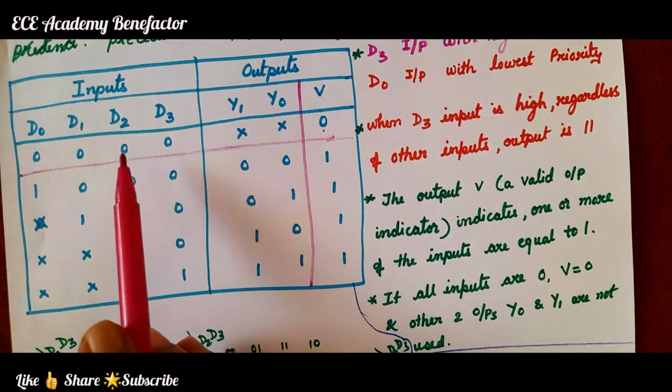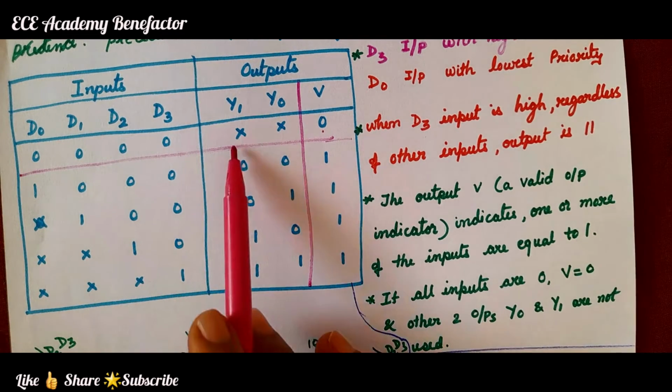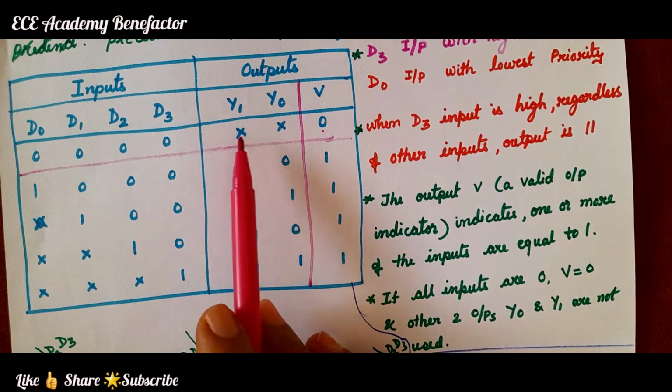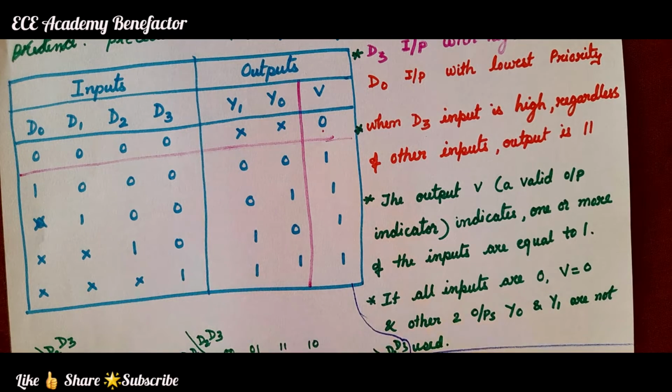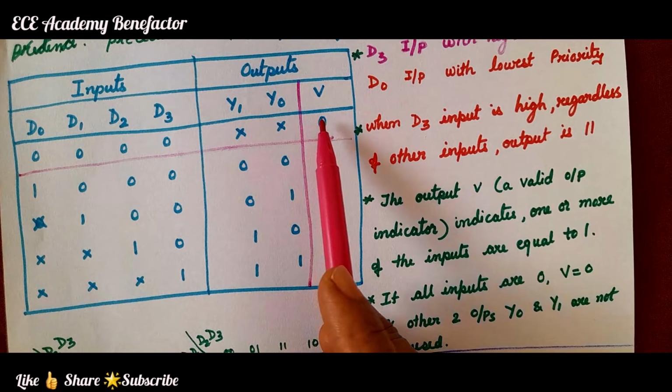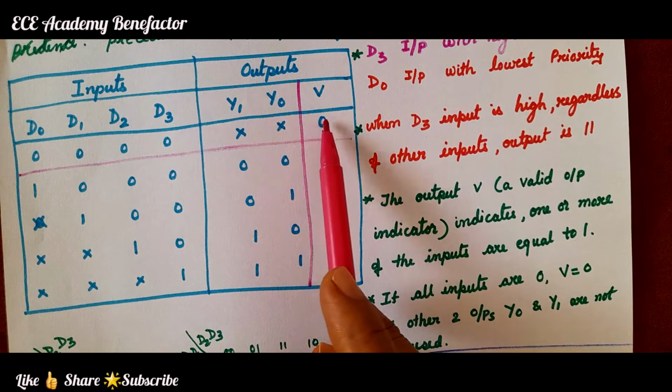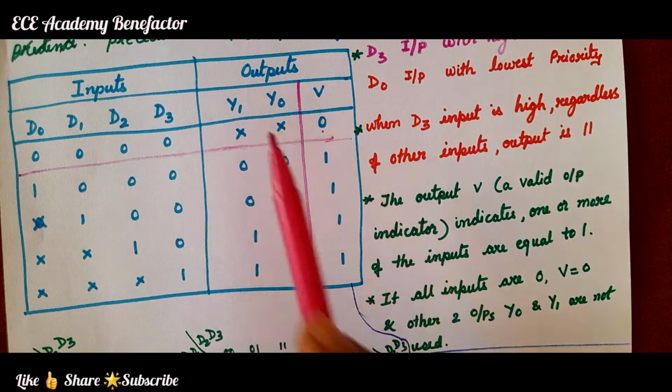When all the inputs are 0, when no input is coming, what is the output? We do not know, so the outputs are don't care, because valid output is 0.